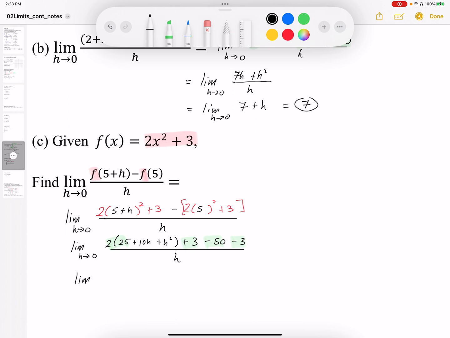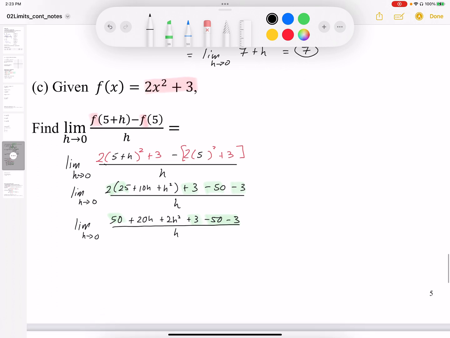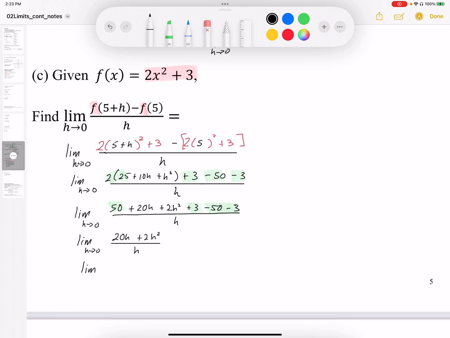Okay, so I'm going to show some steps here. So the limit as h approaches 0, this is 50 plus 20h plus 2h squared plus 3 minus 50 minus 3. Again, we can see that those parts cancel out. These are all going to cancel out. And then we end up with a limit as h approaches 0 of 20h plus 2h squared all over h. We can get rid of our divide by 0. And we end up with 20 plus 2h. Substituting h as 0 now, we get the limit is equal to 20.